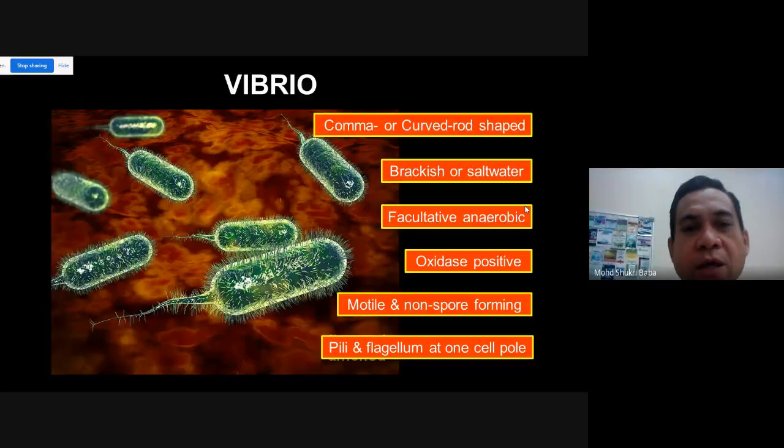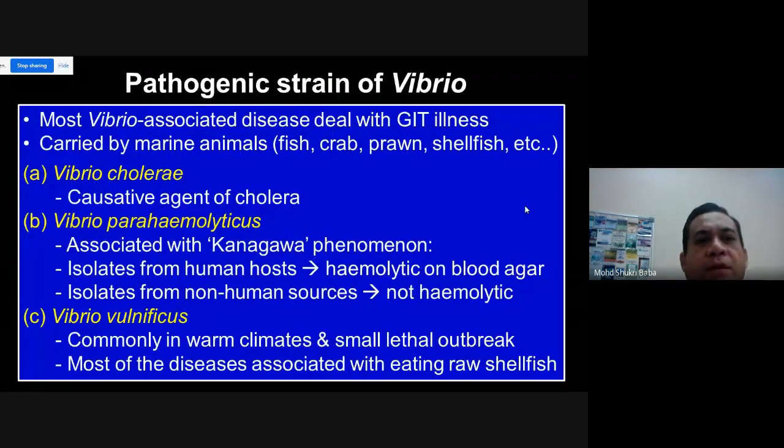All right, our next gram-negative bacteria is Vibrio. Vibrio species are mostly associated with gastrointestinal illness, and they are carried by marine animals such as fish, crab, prawn, and shellfish, sometimes the horseshoe crab. Usually it is seafood, right?